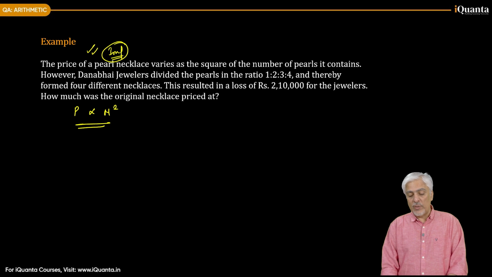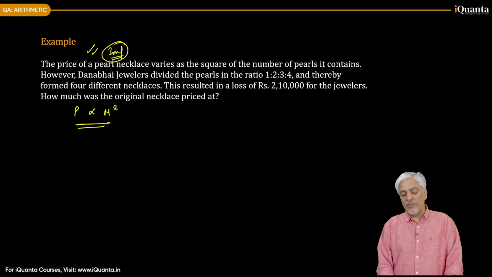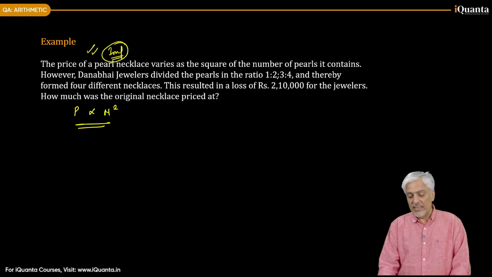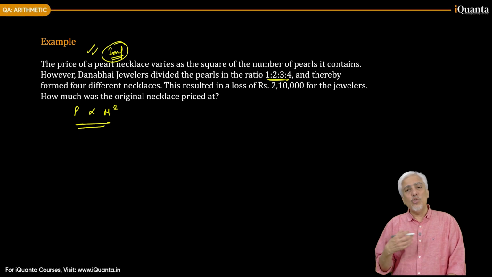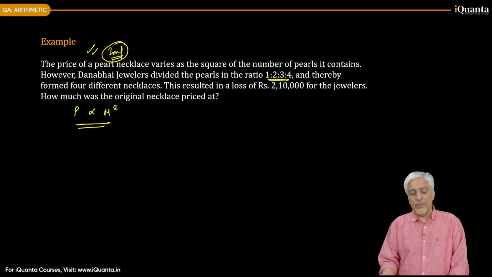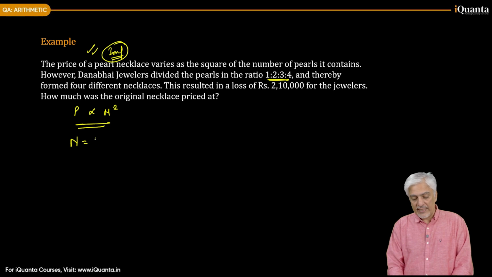However, Dhanabai Jewelers divided the pearls in the ratio 1, 2, 3, 4 and thereby formed 4 different necklaces. So initially he had a necklace with so many pearls. Say 1 ratio, 2 ratio, 3 ratio, 4 is now. So let's assume the original necklace had 10 pearls. The original necklace had 10 pearls. That is 4 plus 3, 7 plus 2, 9 plus 1, 10.